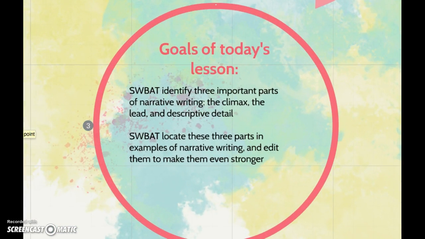So today's lesson, our goal is that students will be able to identify the three important parts of narrative writing, which we'll define as the climax, the lead, and descriptive detail. By the end of this course, students will be able to locate these three parts in examples of narrative writing, and then edit them to make them even stronger.